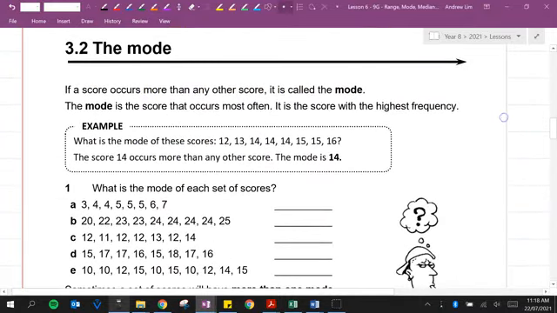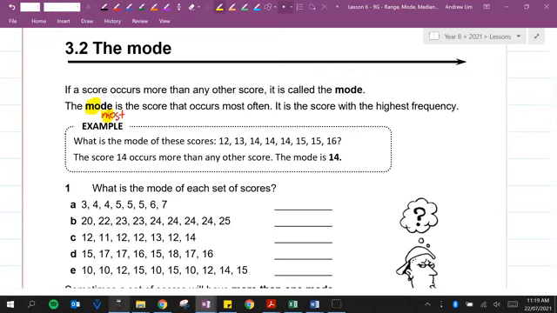Okay. Now let's have a look at the mode. If a score occurs more than any other score, it is called a mode. The mode is the score that occurs the most often. It is the score with the highest frequency. So how I like to memorize this is mode, M-O, for most. Okay, most common or most frequent.